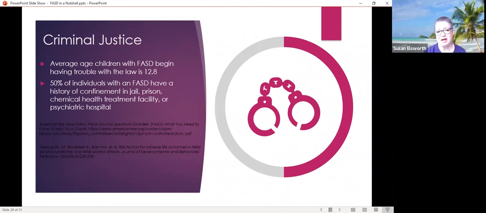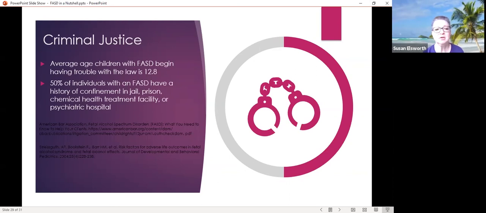The average age for someone with an FASD to come into contact with law enforcement or our justice system is age 12.8. Going back, remember that impulsivity, that not thinking through, that failure to connect choices and consequences is going to be a challenge for our individuals. And many of our youth are going to be in trouble with law enforcement.